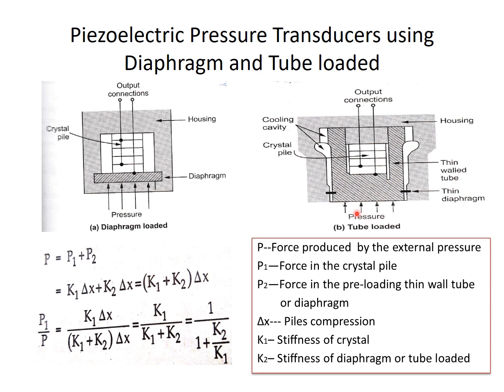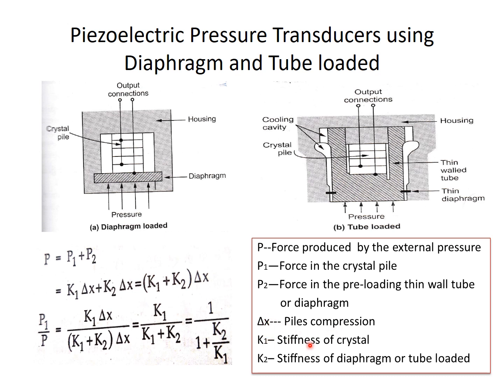The pressure which we are applying, we can classify into two types: P equal to P1 plus P2. P is the force produced by the external pressure, P1 is the force in the crystal pile, and P2 is the force in the preloading thin wall tube or diaphragm. What is meant by del X? It is the deformation which happens inside the crystals, and also the change in the stiffness of the diaphragm or the wall tube. That is nothing but del X.